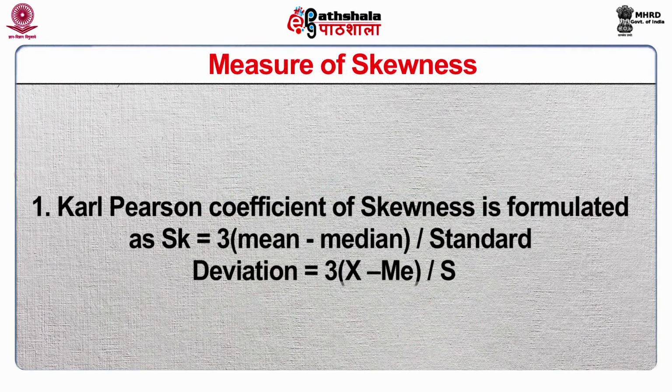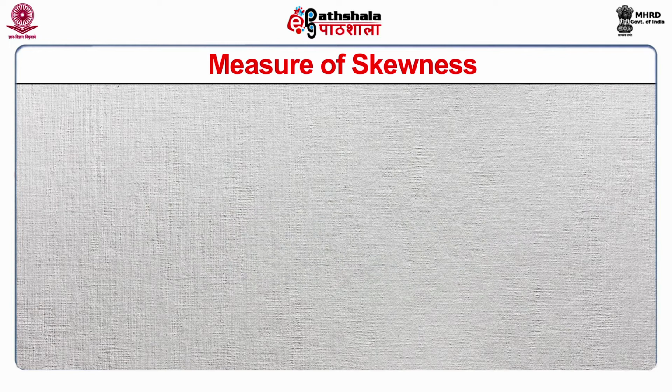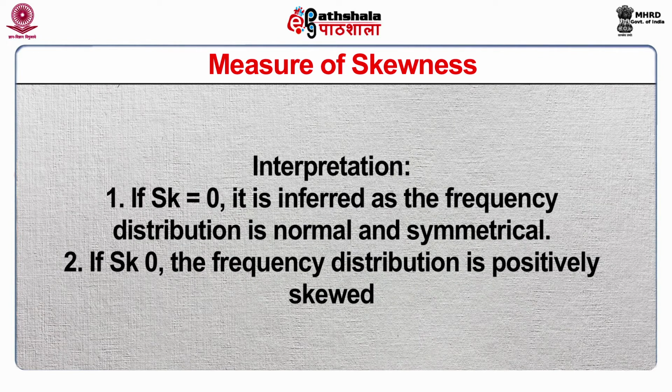Karl Pearson coefficient of skewness is formulated as Sk is equal to thrice of mean minus median divided by the standard deviation. Now, how do we interpret the value of measure of skewness? If Sk, that is the skewness, is 0, it is inferred that the frequency distribution is normal and symmetrical.